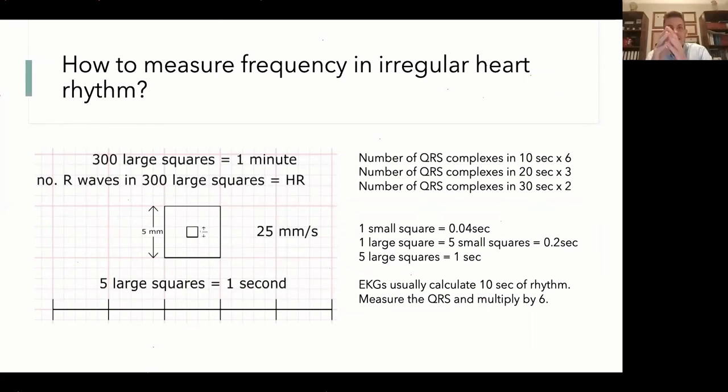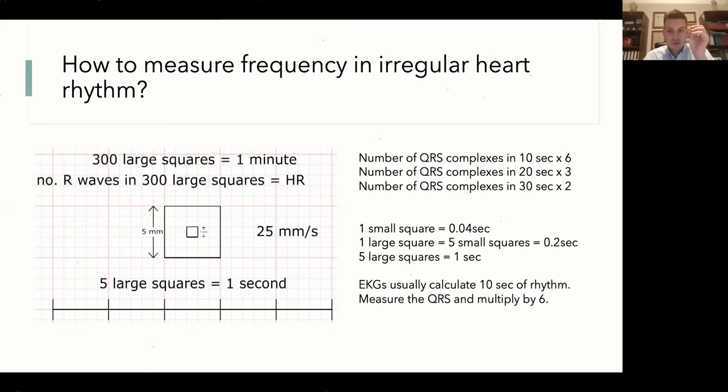We need the heart rate measured in beats per minute. A minute is 60 seconds, okay? So you can see here that we have 1 small box, and 5 small boxes constitute the bigger box, the ones that we use in the 300 rule. When you have an irregular heart rhythm, that means that the distance between R to R is not stable. So you cannot use the 300 rule, unfortunately. So how do we do it? There are 2 ways to do this.